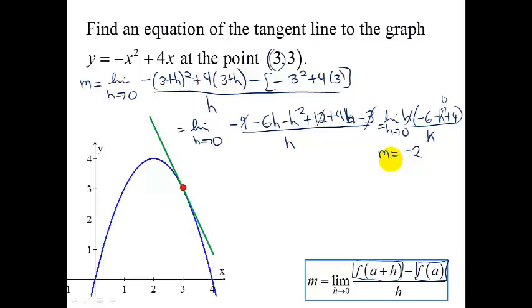And that looks about right from our graph here. We see it should have been a negative slope and steeper than 1. So a slope of negative 2 looks about right.